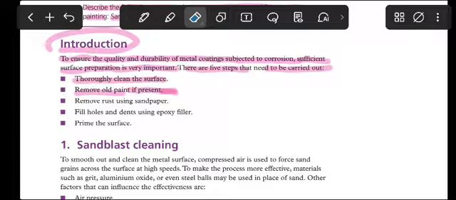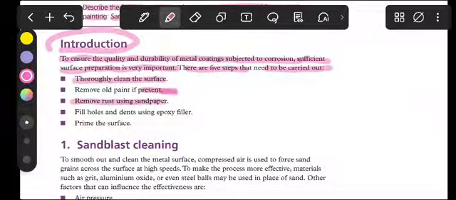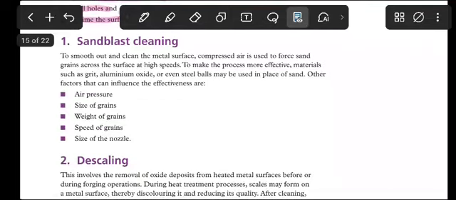Remove rust using sandpaper. If it's the door, you remove the rust. Do not just put the paint on top of the rust. Remove all paints present. Fill holes and then use a filler. Prime the surface. All those things, you understand, guys.